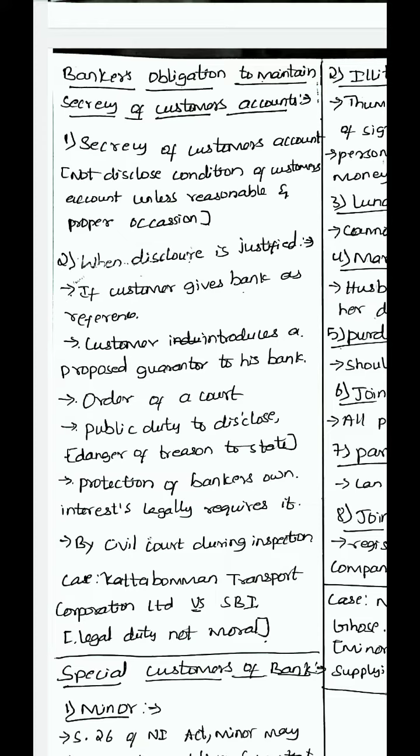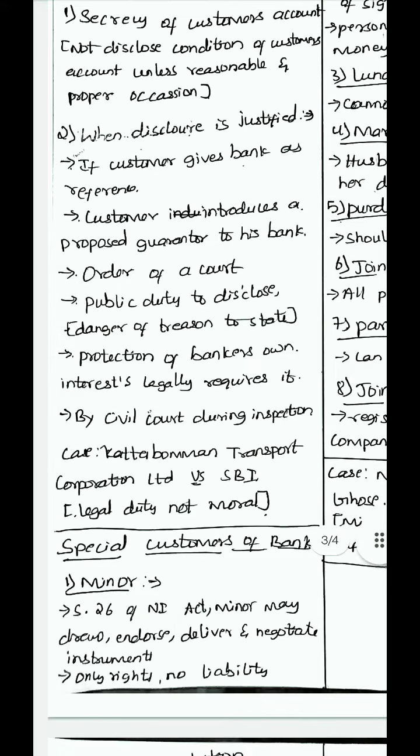Then, by order of a court: if they have to obey the order of a court, they give the information. Then, a public duty to disclose. If there is a danger of treason to the state by that customer, then it becomes a public duty of the banker to disclose his secrets. Then, protection of the banker's own interests: to protect the bank, he can disclose if it is legally required.